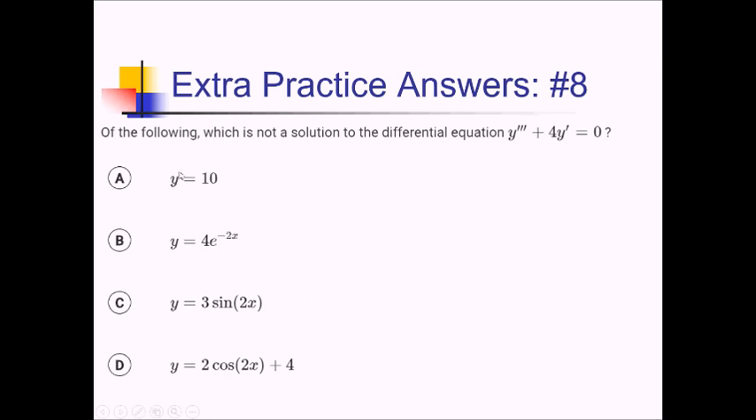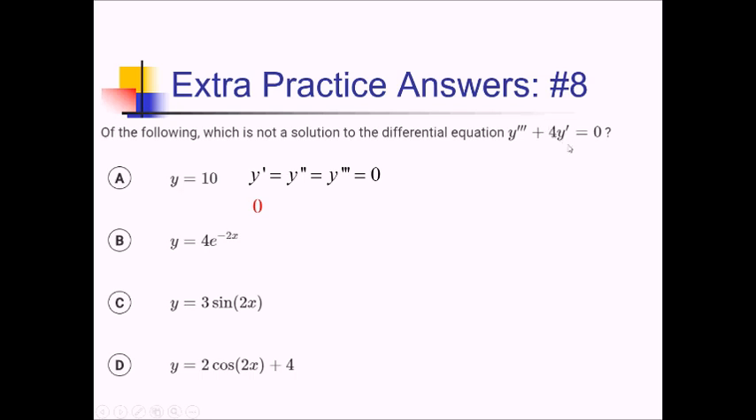So let's start with the first one here. This is the easiest by far. Y prime of 10 is just going to be 0. Y double prime of that is going to be 0. And y triple prime, you're taking the derivative of 0 over and over again, so those are all going to come out to 0.